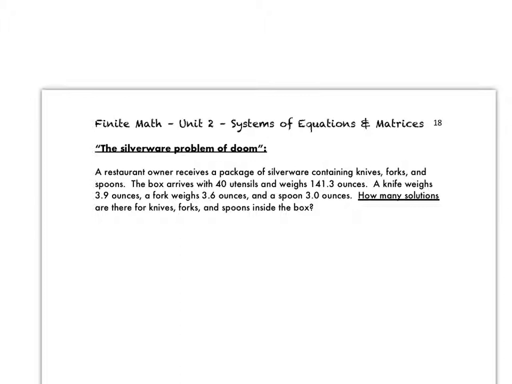We've got a restaurant owner that receives a package of silverware containing knives, forks, and spoons. And you can read the rest that's on your screen there. Since we've got three different items here, let's go ahead and make our X, our Y, and our Z each one of the utensils. And to get the two equations, you know that you have 40 utensils total in this box. So X plus Y plus Z should equal 40.